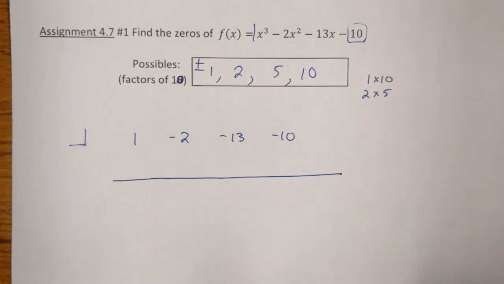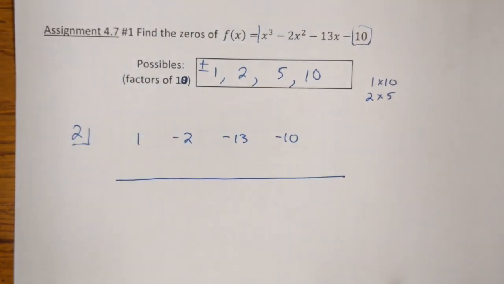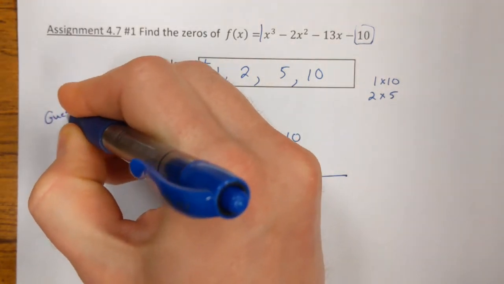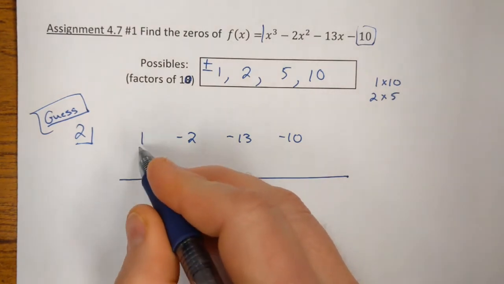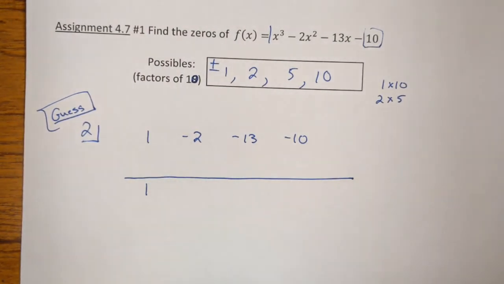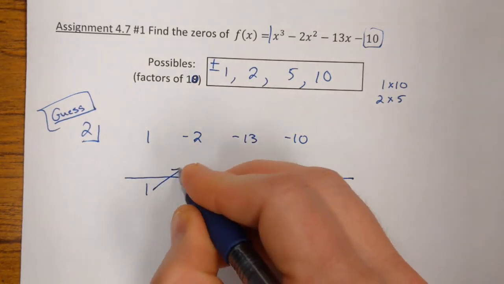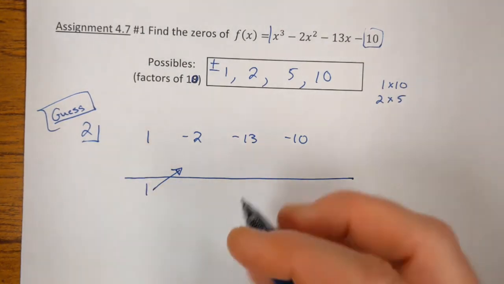Okay, and I'm going to take my first guess. So I could guess a negative, I could guess a positive. You know, I'm going to just start with 2. 2 tends to work a lot, so this is my guess. The first number always gets dropped right below the line. So I'm always going to carry a 1 down here if that's my lead coefficient. And then every time I draw this diagonal, I multiply this value by my guess. I'm going to take 1 times 2. It's 2.